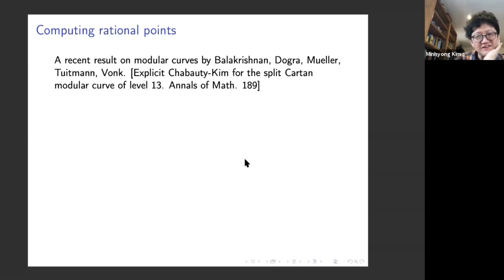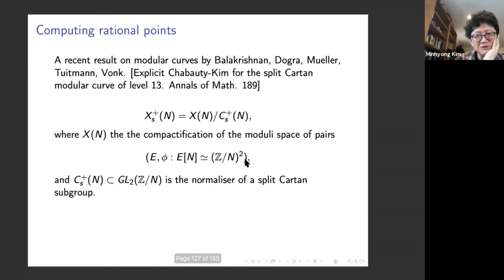What they did is they studied a specific modular curve that's been quite intractable for many years. This is the so-called split Cartan modular curve. What you start out with is the full compactification of the modular space of elliptic curves with full level-p structure. So this is the standard modular curve. Then you mod it out by the normalizer of a split Cartan subgroup inside GL2 of Z mod p. But when you do that, you end up with a curve defined over Q.